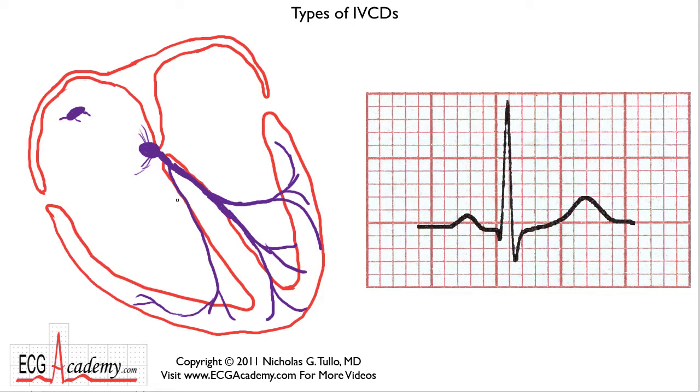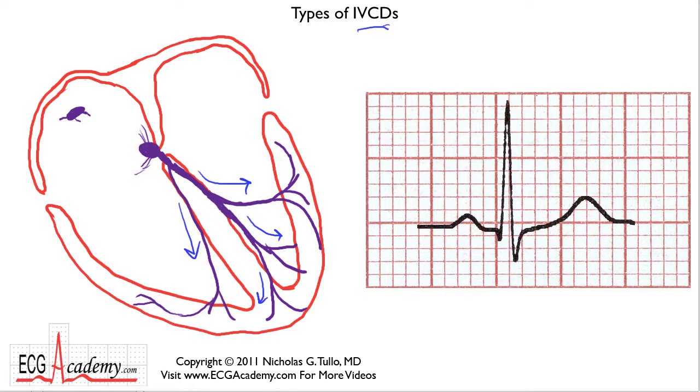The Purkinje fibers have very rapid conduction, and anything that disturbs the normal Purkinje system activation is going to affect the QRS complex. Widening of the QRS indicates that there's a delay in interventricular conduction, and the generic term for that is an interventricular conduction delay or interventricular conduction disturbance.